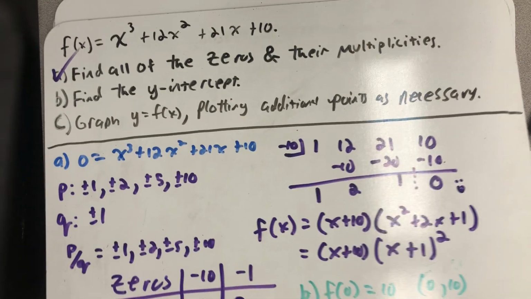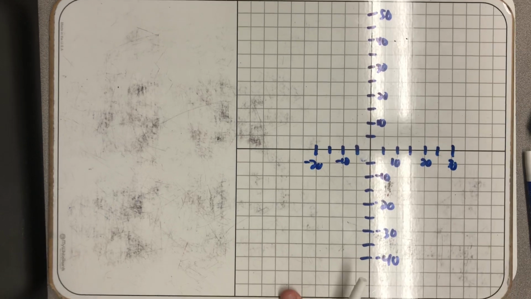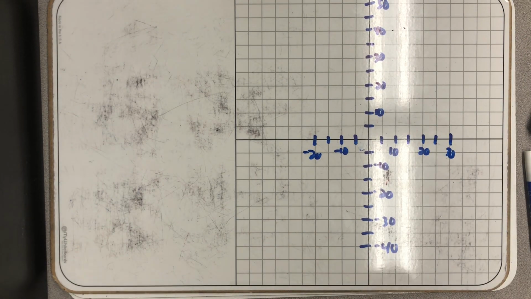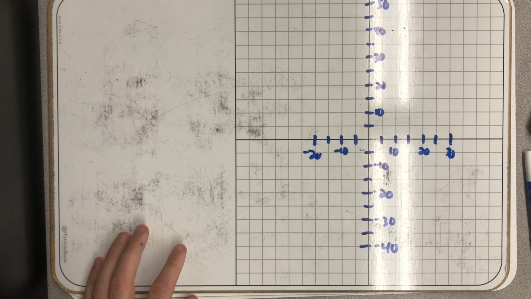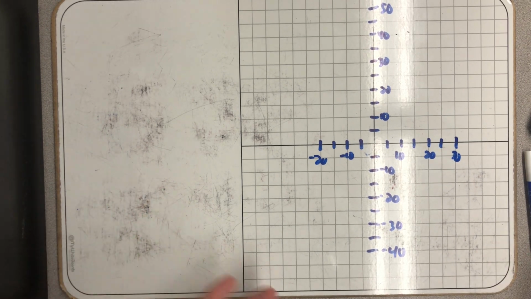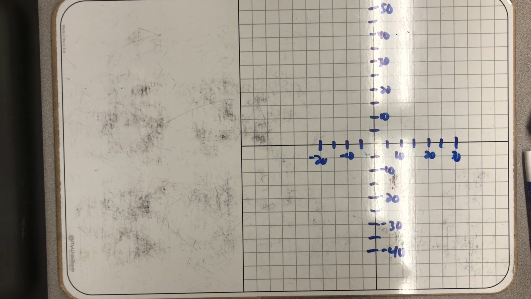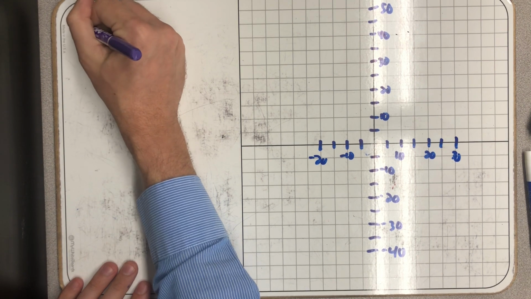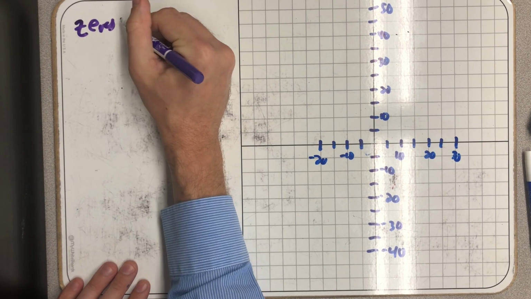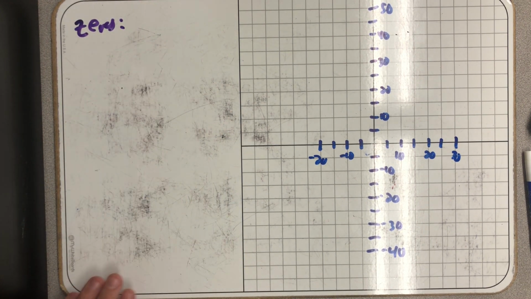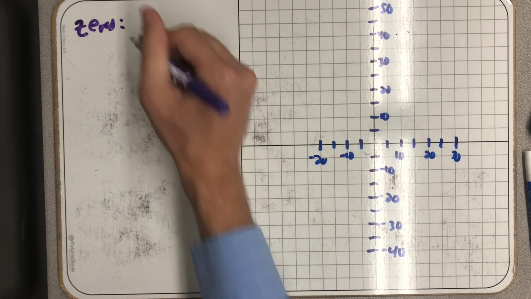All right, so I've given myself a graph here, and I've already indicated that I'm going to count by 5s on both the x-axis and the y-axis, and you'll see why in a moment. But my zeros are at minus 10 and minus 1.